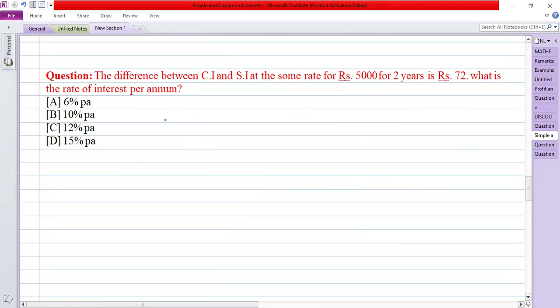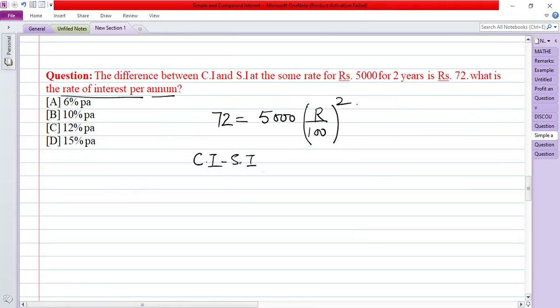So here, the difference is given to be 72. Okay, difference is given to be 72. Principal is given to be 5,000. And obviously, we have to find the rate of interest per annum. So here, obviously, R by 100 square. Okay, so this difference, compound interest minus simple interest.